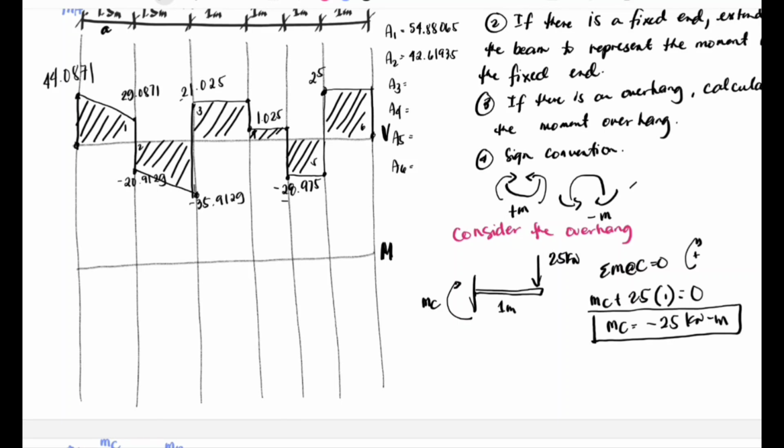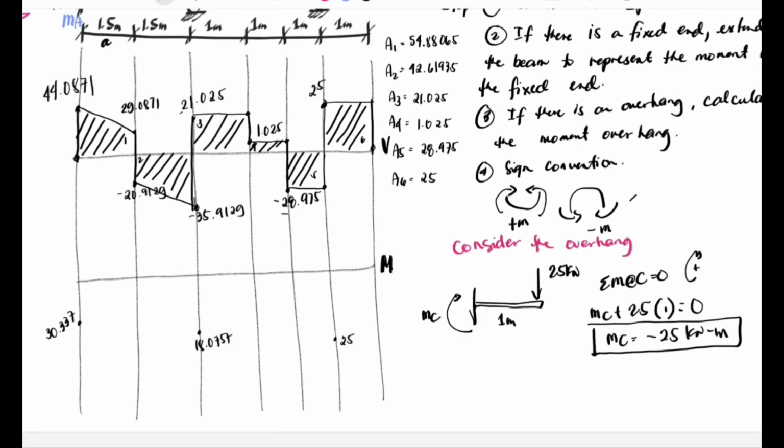42.61935. And then, we have here our area 3, which is 21.025 as is na tayo dyan. Kasi it is multiplied by 1. So, the answer here would be 21.025. Next here would be 1.025 because it's all 1. And then 28.975. And also we have here 25. So, these are the formula or these are the areas we're going to use.